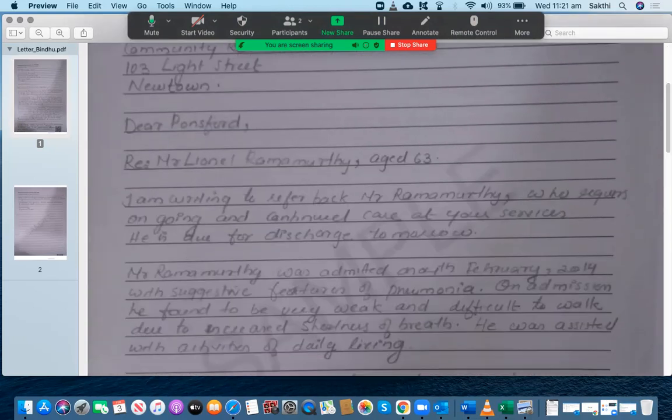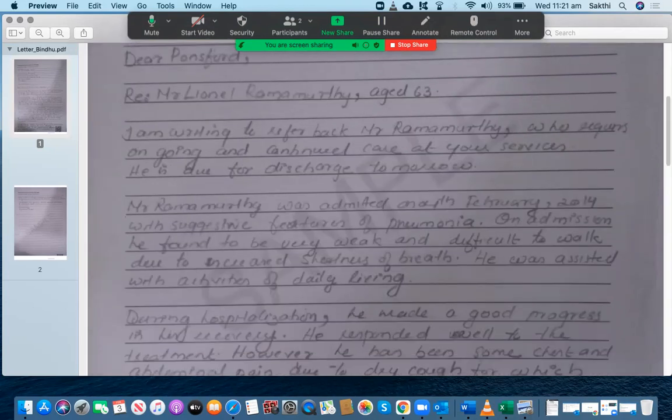Regarding Mr. Lionel Ramamurthy, comma, age 63. This is good. I'm very happy for this. Let's go to the next one. I'm writing to refer back Mr. Ramamurthy, who, what is this? Is it requires? Who requires? Yes. Requires, okay.